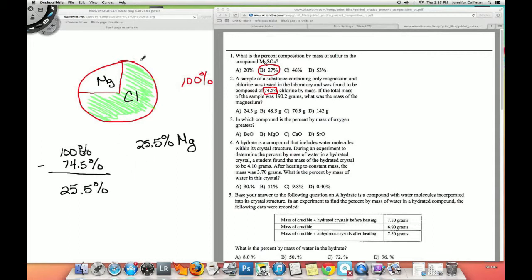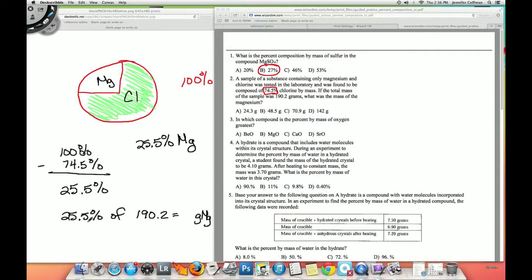Well, they told us that the whole thing is 190.2 grams. If 25.5% of 190.2 is going to be the magnesium, we can now do the math. 25.5% of 190.2 equals the grams of magnesium. Now, when you see the word "of" in a math problem, it means to multiply.